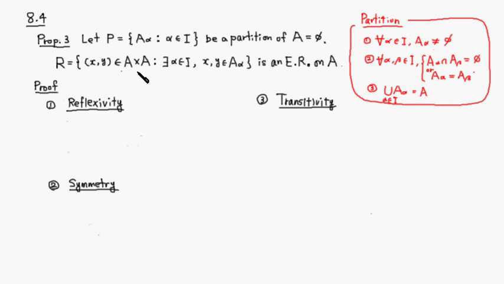The claim is that this relation turns out to be an equivalence relation. So we need to check all three conditions. Let's look at the reflexivity. We have to show that every element in A is related to itself. So I'm going to choose any element, say a, in A. This is just a given. We need to show that this a is related to itself.